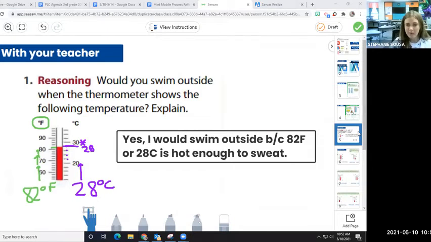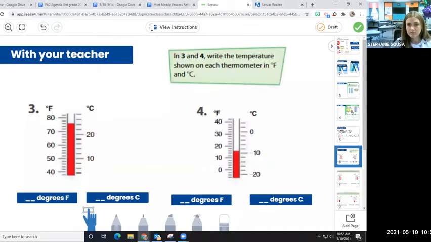All righty, let's hop to slide 6, please. Slide 6. All right. In 3 and 4, write the temperature shown on each thermometer in degrees Fahrenheit and Celsius. I'm going to stick to that color coding. That helps me. Let's take a look. Degrees Fahrenheit. Let's start there.